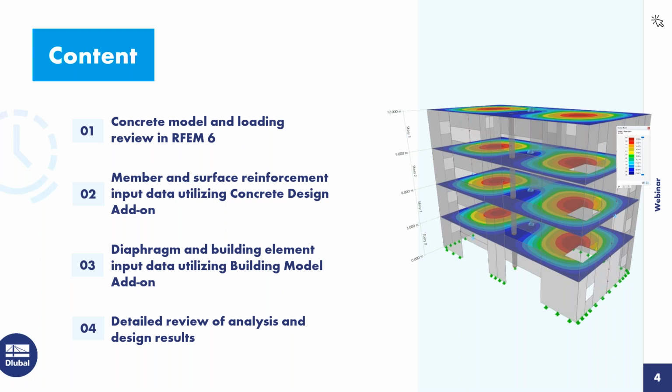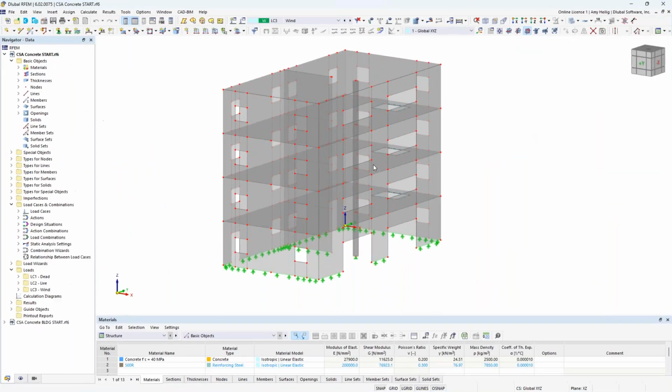We'll also be taking advantage of the new add-on within RFEM 6 called the building model. This allows us to define building-specific elements such as diaphragms, spandrels, and shear walls. And finally, throughout the presentation, we will be running both the analysis and design and taking a look at the results in more detail. So we'll immediately begin within our main program, RFEM 6 here.